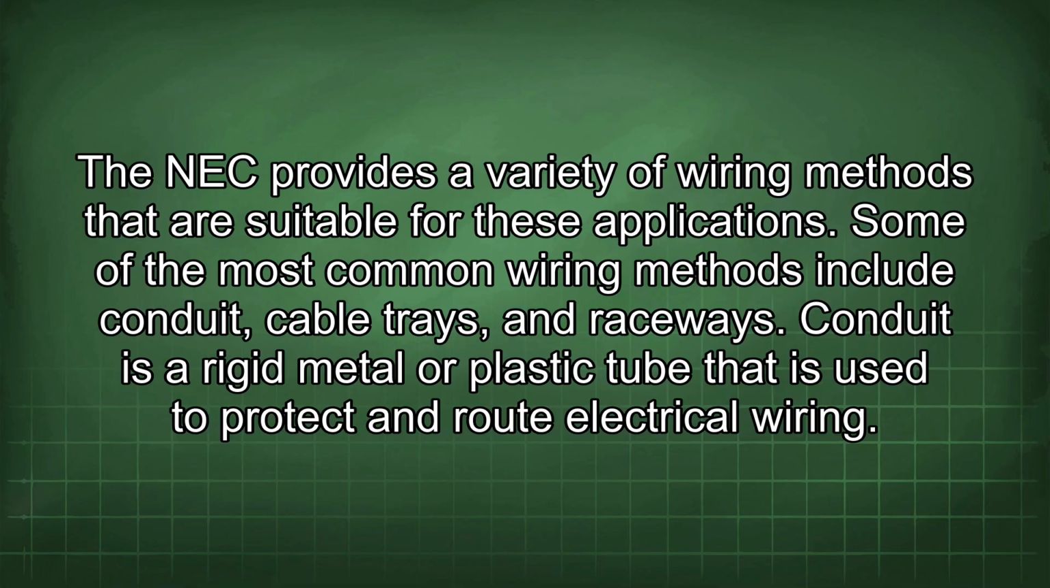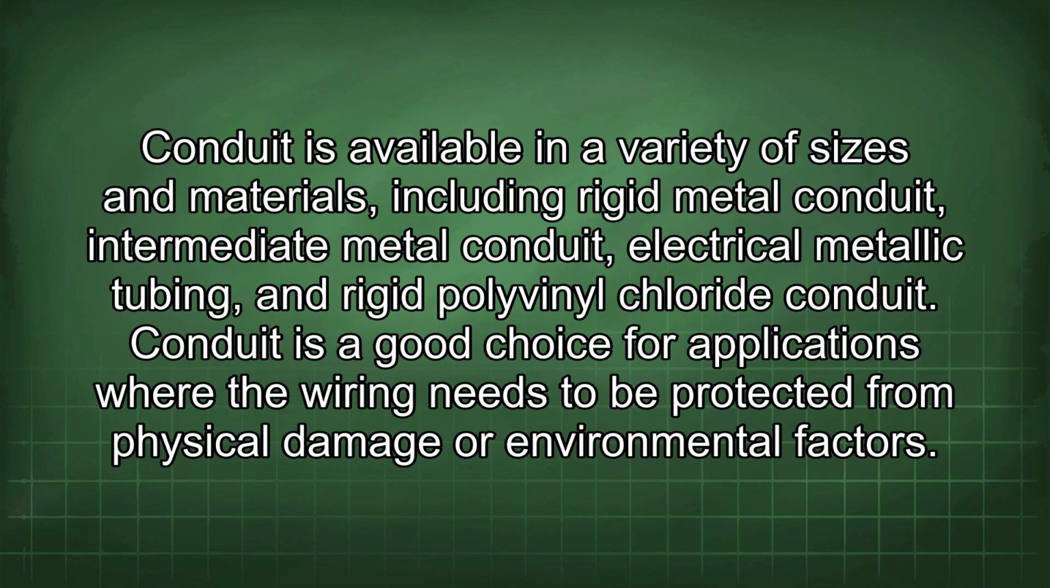Some of the most common wiring methods include conduit, cable trays, and raceways. Conduit is a rigid metal or plastic tube that is used to protect and route electrical wiring. Conduit is available in a variety of sizes and materials, including rigid metal conduit, intermediate metal conduit, electrical metallic tubing, and rigid polyvinyl chloride conduit. Conduit is a good choice for applications where the wiring needs to be protected from physical damage or environmental factors.